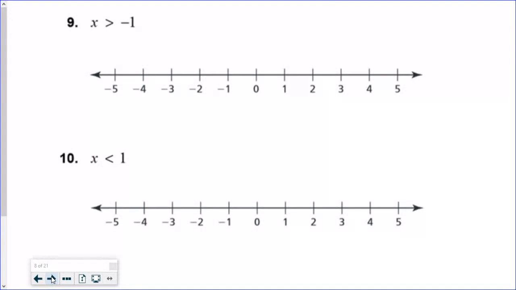Okay, so number 9, so I go to -1. X is greater than -1. Circle at -1. There's no line under it, so I don't shade it in, and I would just go that way. Number 10, X is less than 1. It's not or equal to, so I don't shade the circle in, and it goes less than, same as this arrow here.